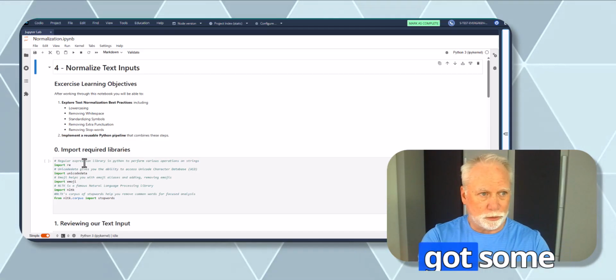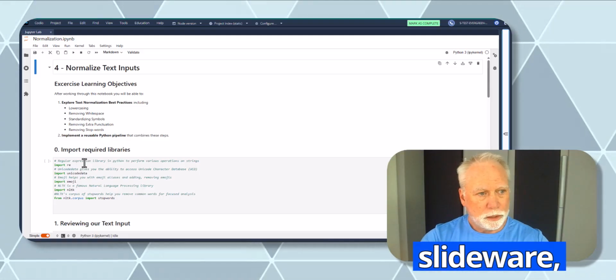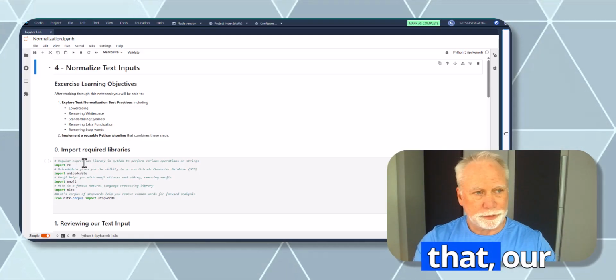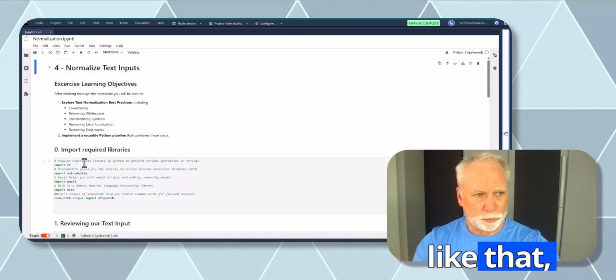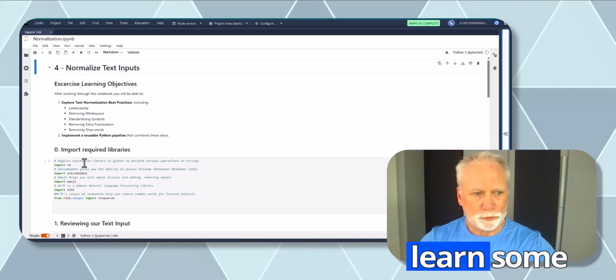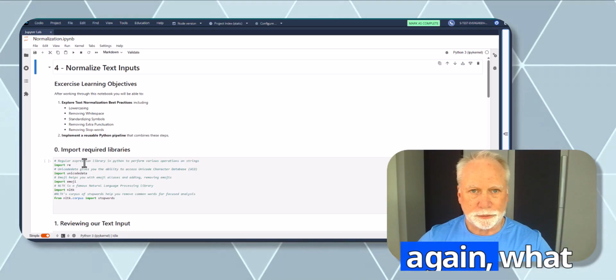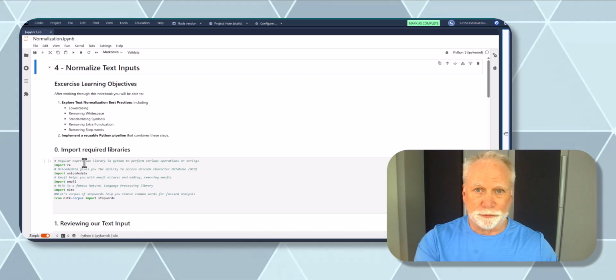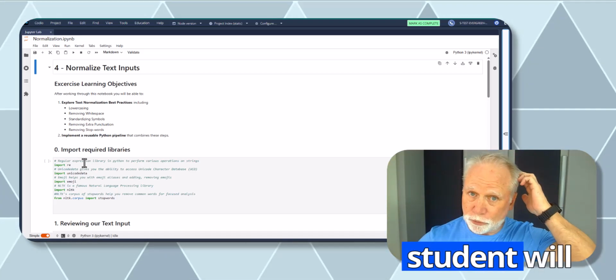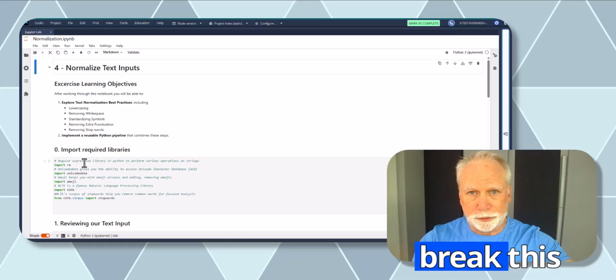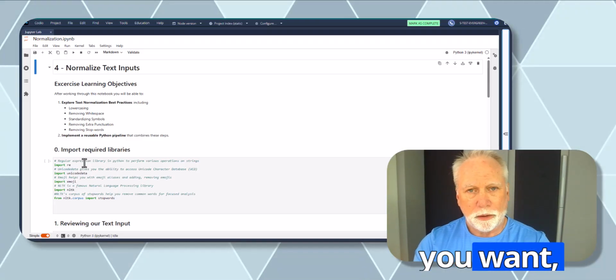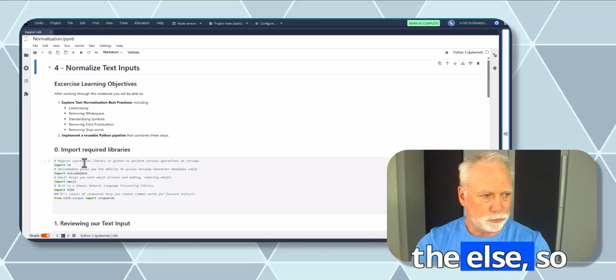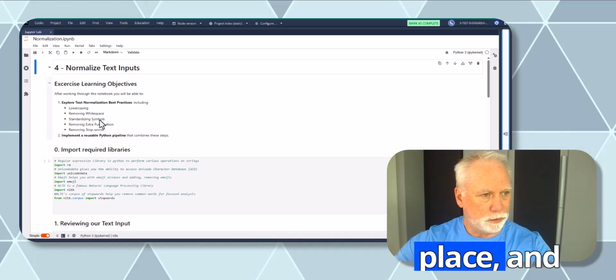So the way our courses go is some slideware, some deck like that, or a Jupyter notebook like this, where we'll go through some information, learn some things. You can play with it. Again, what's brilliant about the Codio environment is basically everybody's got their own virtual environment. So you as a student would come in here and you can break this, do whatever you want, and you're not going to affect anybody else. So it's a nice place to be.